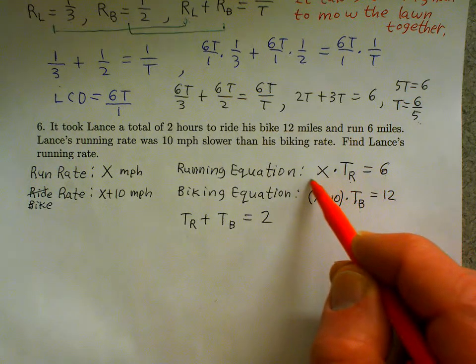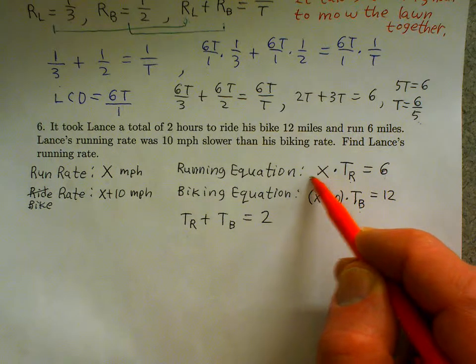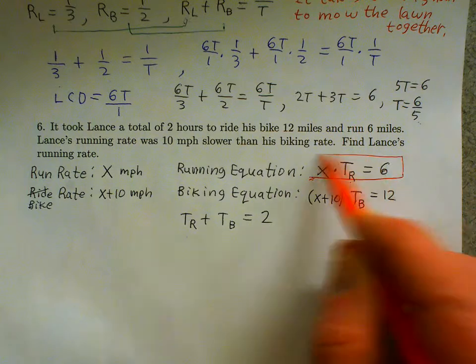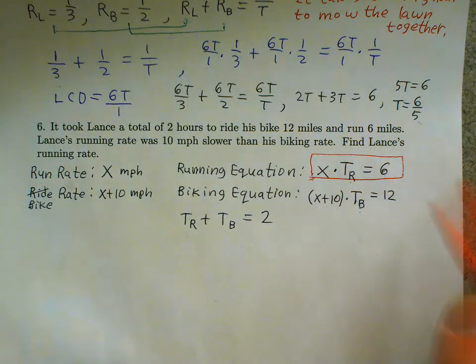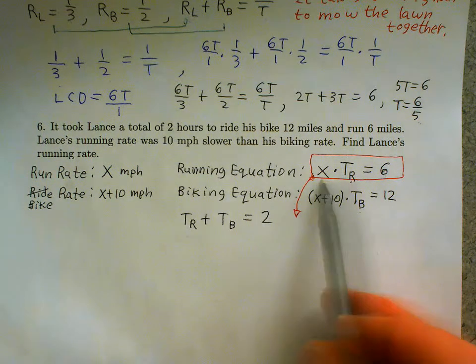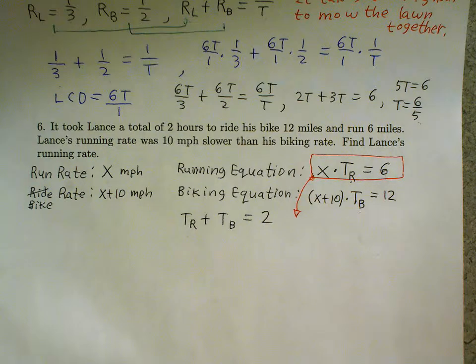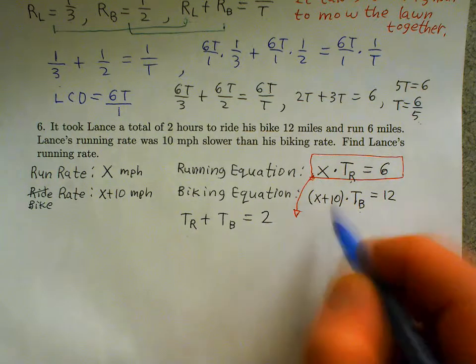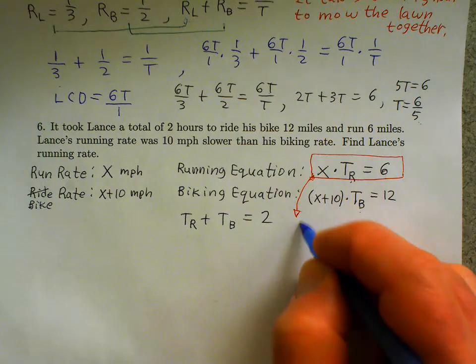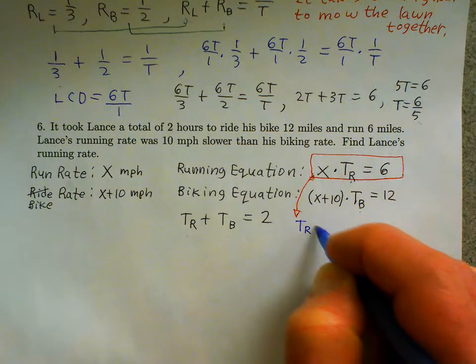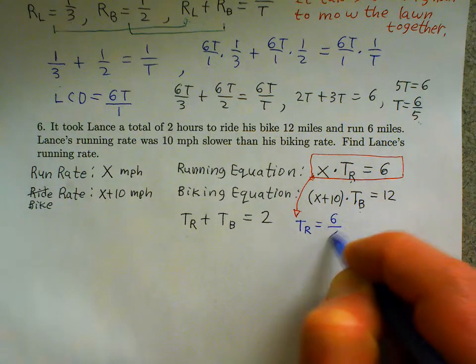Okay, well, this equation, x times T sub r equals 6, we're going to solve for T sub r by dividing both sides by x. So T sub r is equal to 6 divided by x.